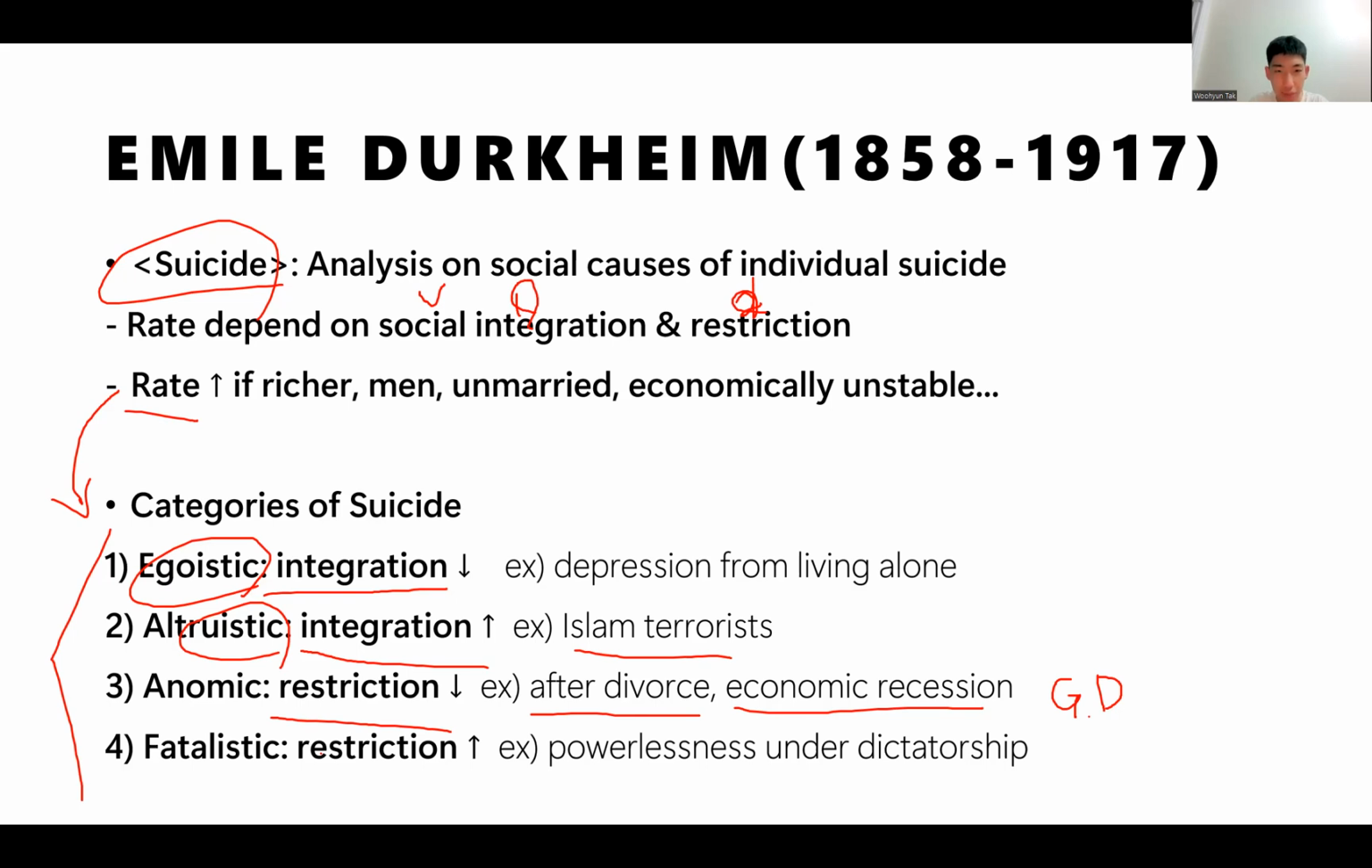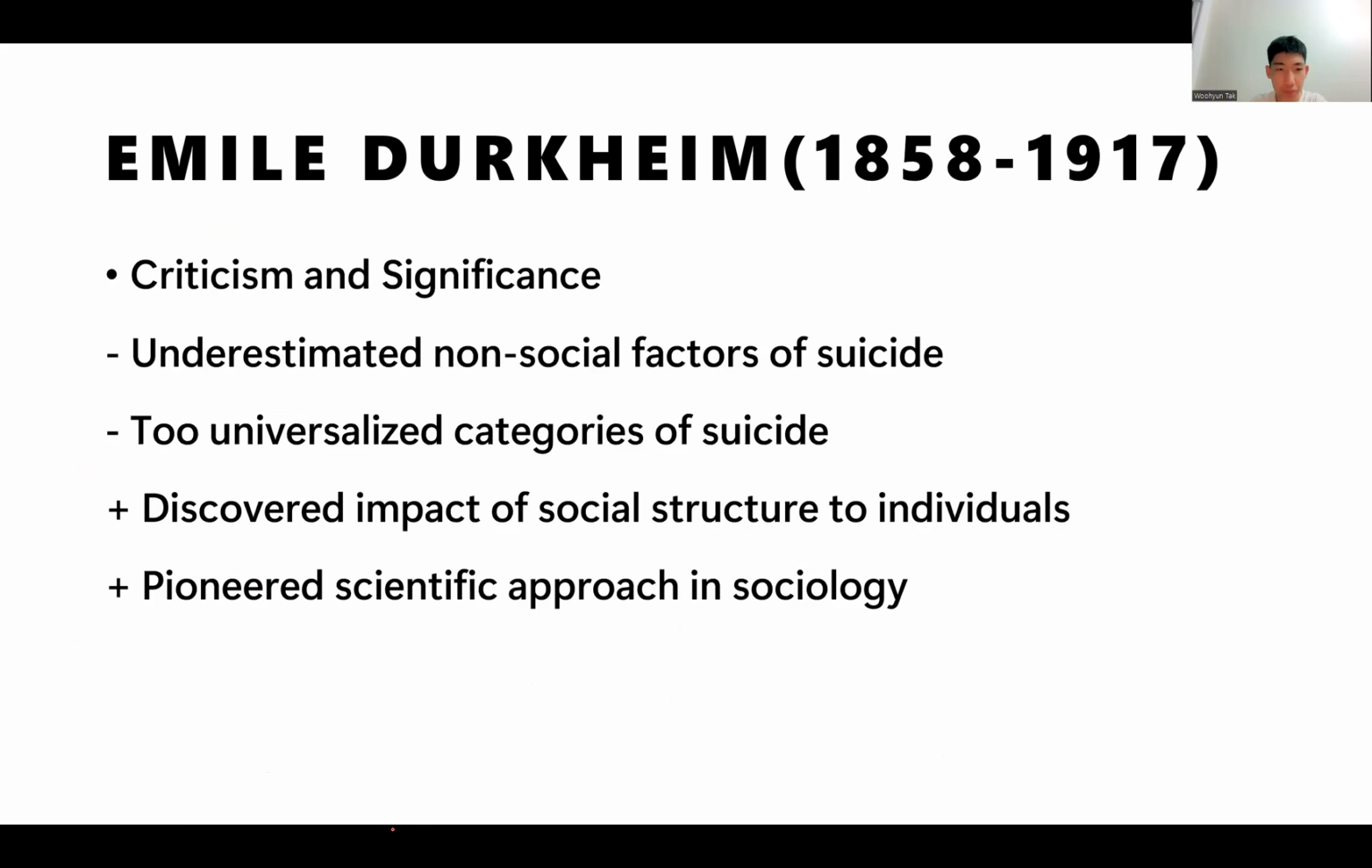The last type is fatalistic suicide. Fatalistic suicide happens when there is too high restriction. For instance, if people are under a strong dictatorship that always intervenes in one's behavior, then he will feel very powerless. He will feel so helpless to protest against this authoritarian government that he will rather choose to die because he cannot change anything. So there were four types that Durkheim has organized.